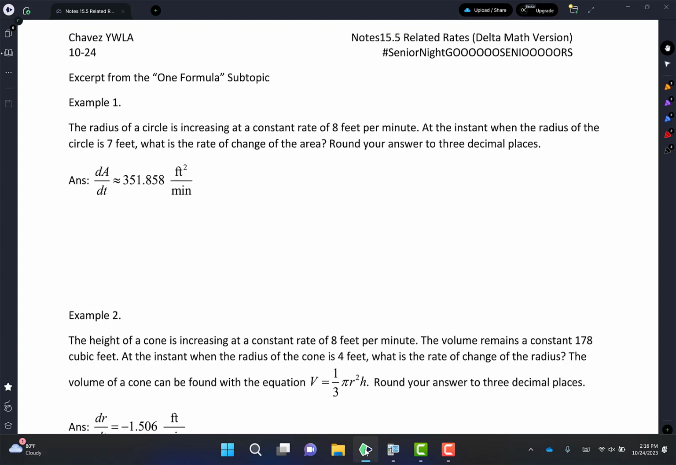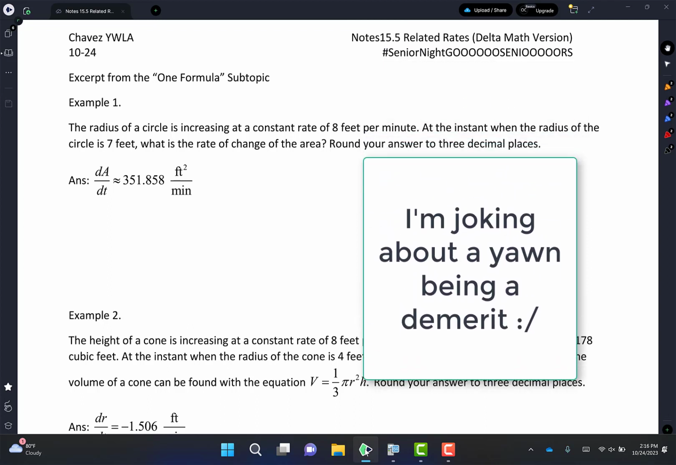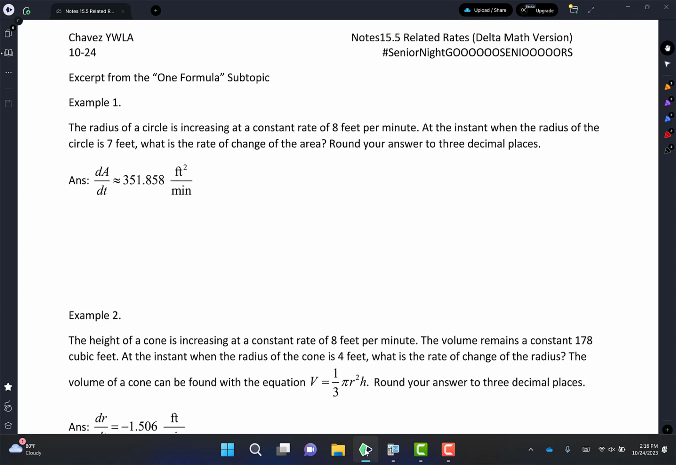And we're going to go over them. A yawn is a demerit, so don't even think about it. And yeah, don't think about it, because if I yawn, that's going to be 2 demerits then. All right, so here we go. Yeah, now I want to. All right, here we go.